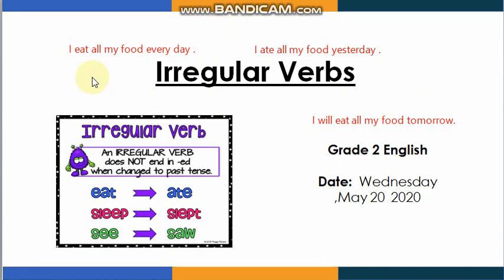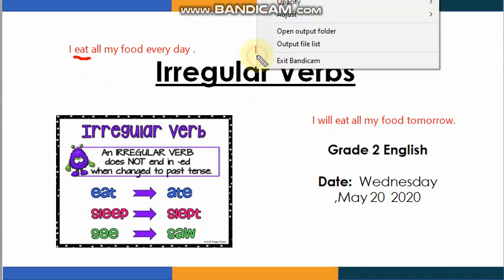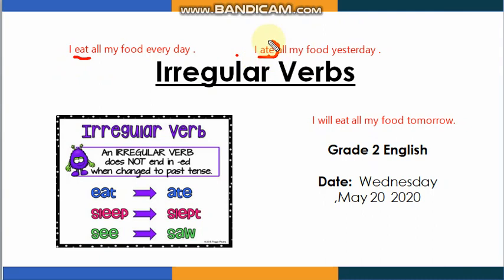So everyone, I want you to look at each sentence, okay, and to circle the verb. So, where's the verb here? Eat, correct. And where's the verb here? Ate, correct. And let me circle, because I said let's circle. And here, I will eat my food tomorrow. Also, the verb is here. Okay, everyone. So, but as you can see, the verb here in the past tense is different, right? So it doesn't look like the other verbs.